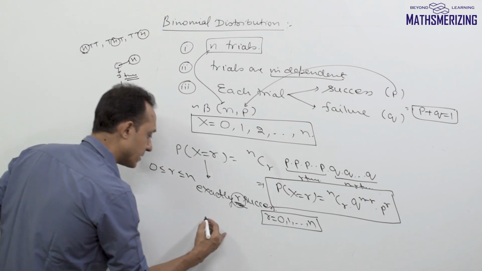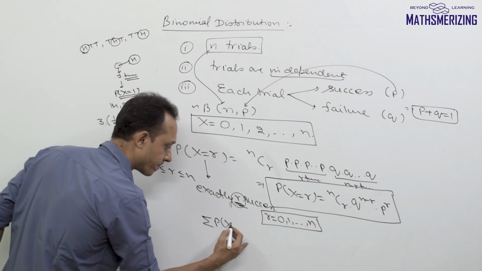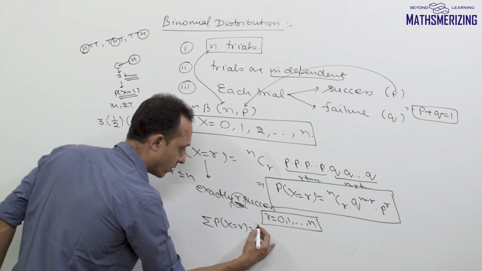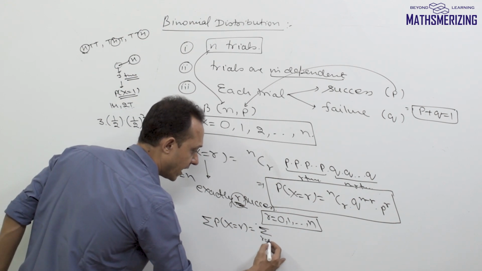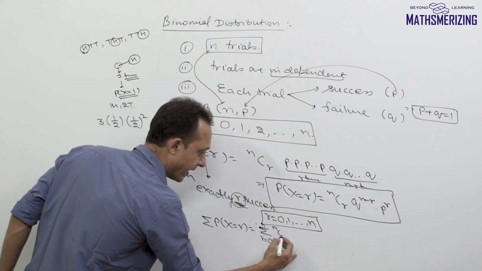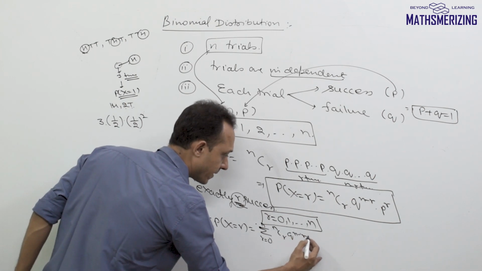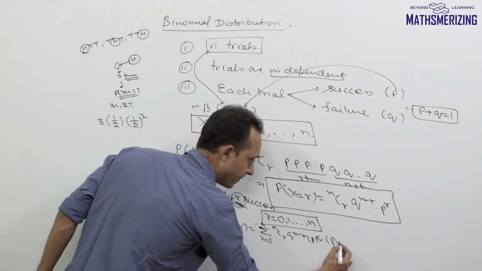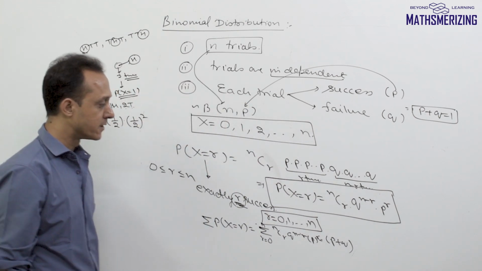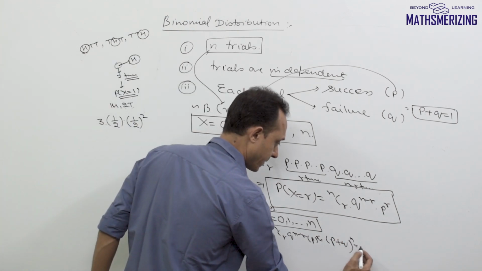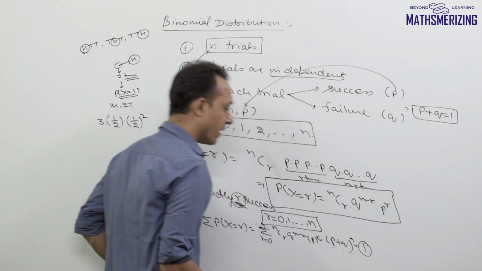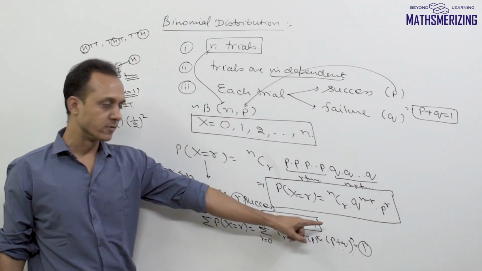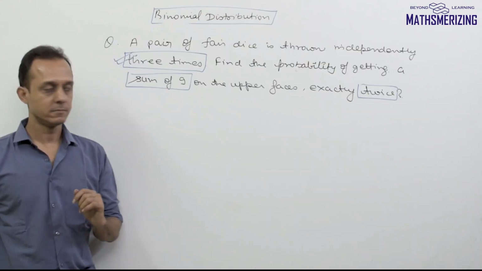And we also know that the sum of all probabilities is equal to summation r varies from 0 to n, nCn-r q to the power n minus r into p to the power r, which will result in binomial expansion of (p plus q) to the power n, and the value of p plus q is simply 1. So the sum of all these probabilities will always be 1.